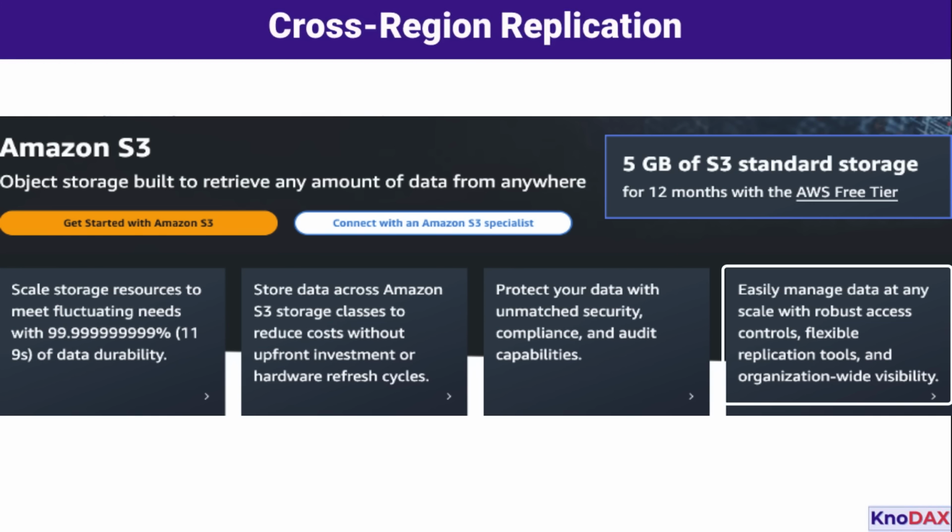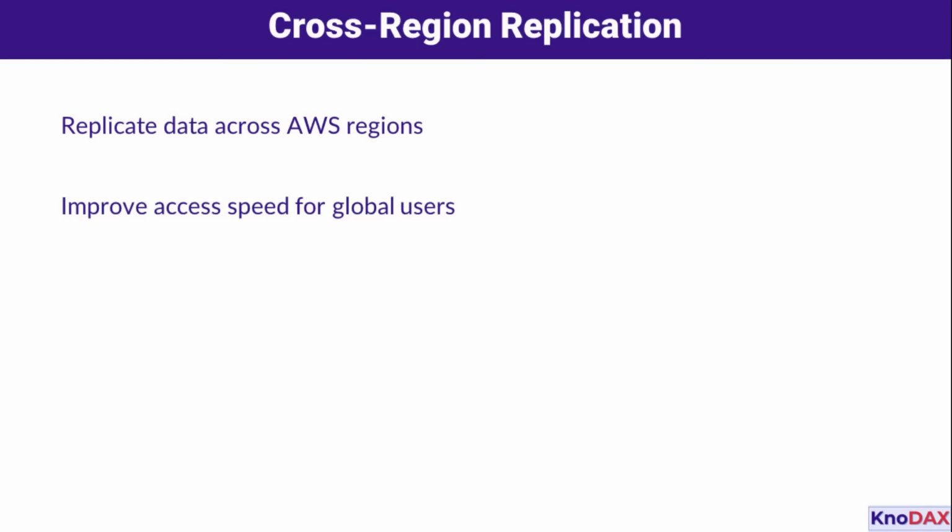Cross-region replication allows automatic copying of objects across AWS regions. It helps in improving latency for users in other geographical locations and provides an extra layer of disaster recovery.